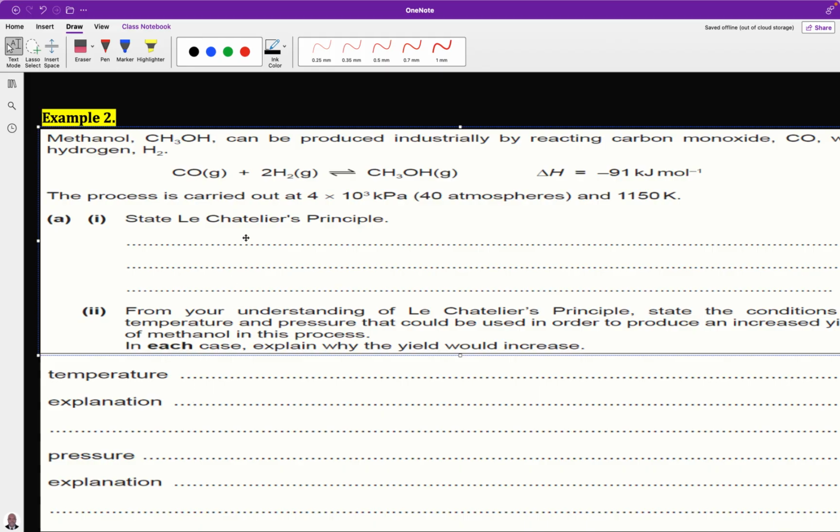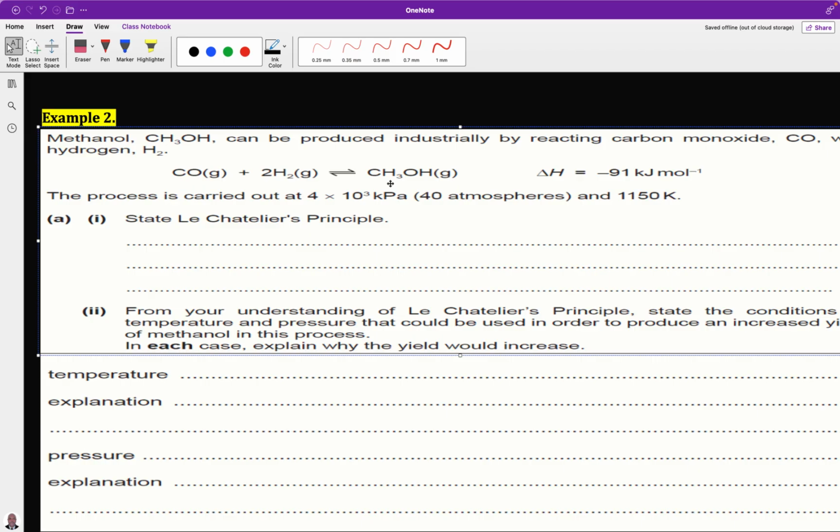What pressure? State the condition of the pressure. Is it increase or is it decrease? Okay. On pressure, we have 3 moles of reactant and only 1 mole of product. So now, to increase the production of more methanol, what do we do? We need to increase the pressure. High pressure.